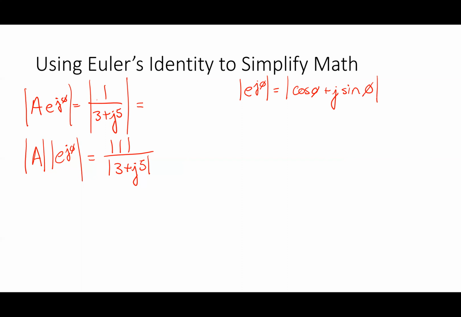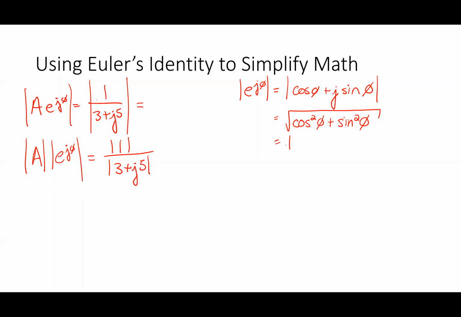How do we get the magnitude of that expression? It's the square root of the real part squared plus the imaginary part squared. So what's the real part squared? Well, it's cosine squared plus sine squared, which is 1.